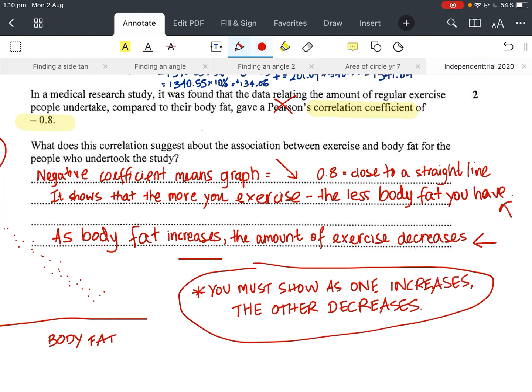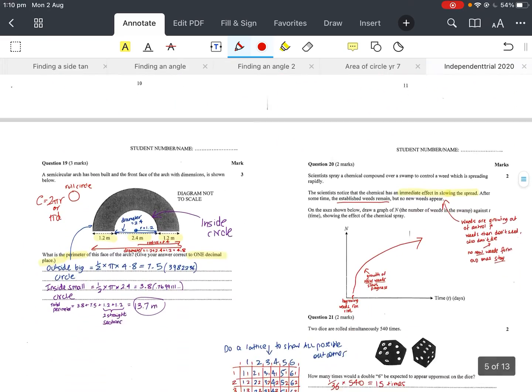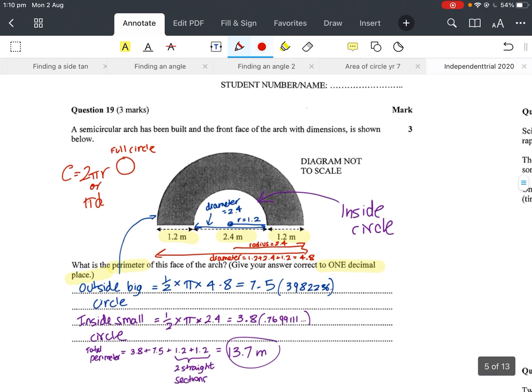I would probably suggest you use the words increases and decreases rather than more you exercise, less body fat you have. You do have to show that one increases as the other decreases. Just watch out for that. They do look for that when they're marking.